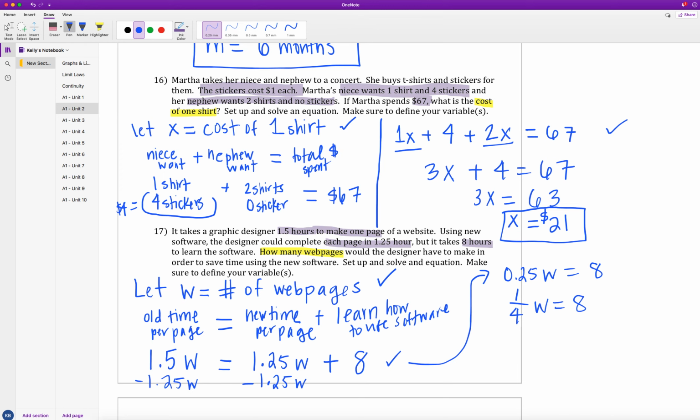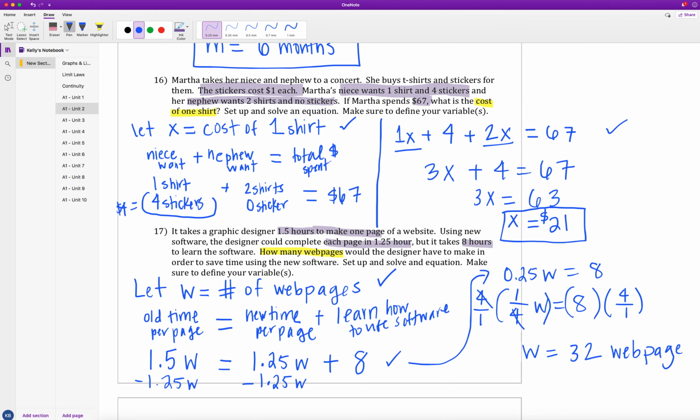From here, we've solved equations like this, and to get W by itself, I need to get rid of this 1/4, so I could multiply by 4/1, so that the 1/4 and the 4 cancel, and whatever I do to one side, I have to do to the other to keep the equation balanced. So the 4's cancel, and I get W equals, well, 8 times 4 gives me 32. Making sure we have our units, that would be 32 web pages.